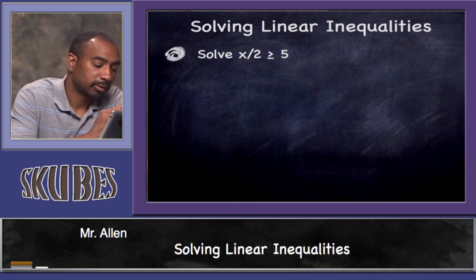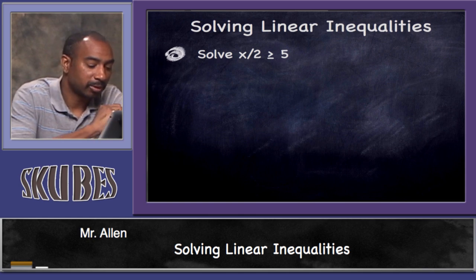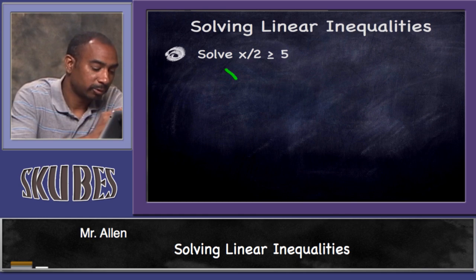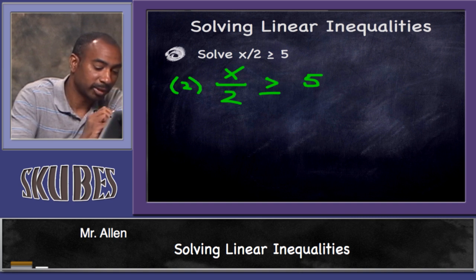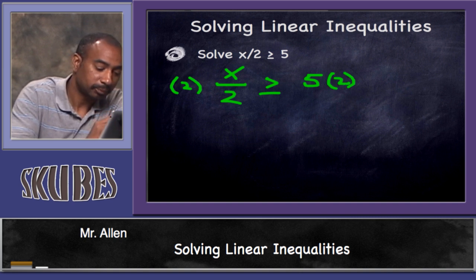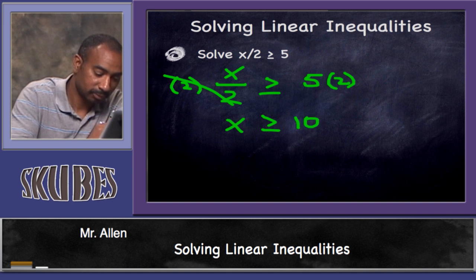Solve the quotient of x and 2 is greater than or equal to 5. Or you can say x divided by 2 is greater than or equal to 5. Just like with the equation, you're going to multiply both sides here by the denominator, by 2. So that cancels out. Get 1. 1 times x is x. x is greater than or equal to 10.